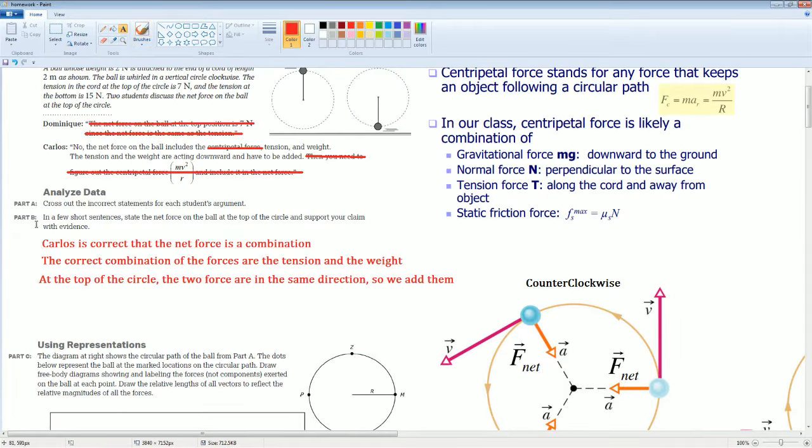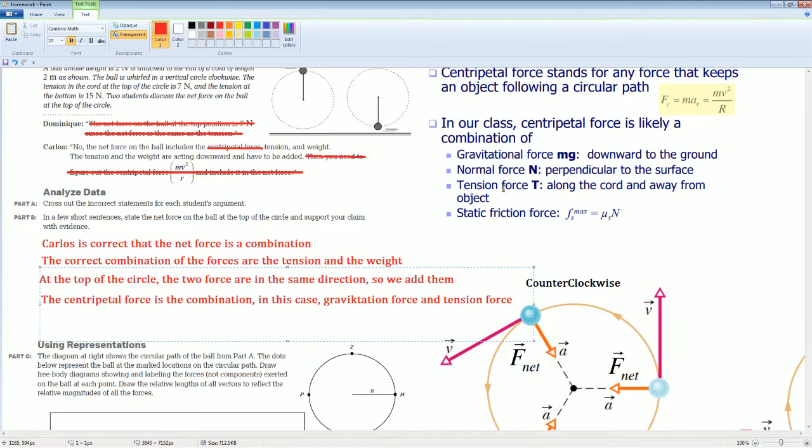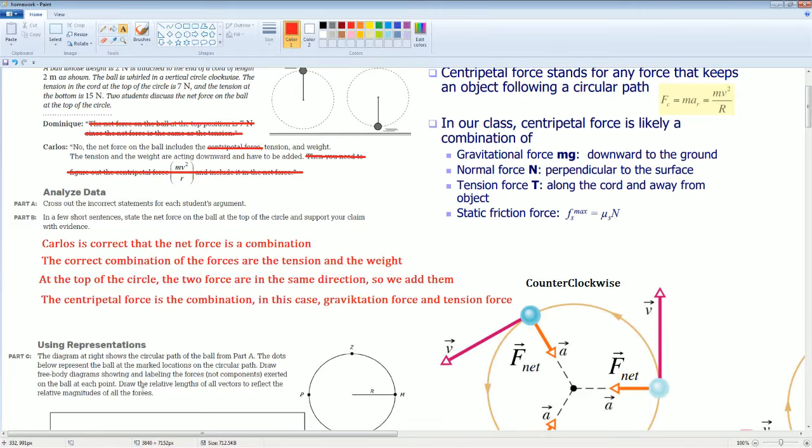The centripetal force is a combination, exactly like what the note says. In this case, it is the gravitational force and the tension force. So there you go. And here again are your notes for that.